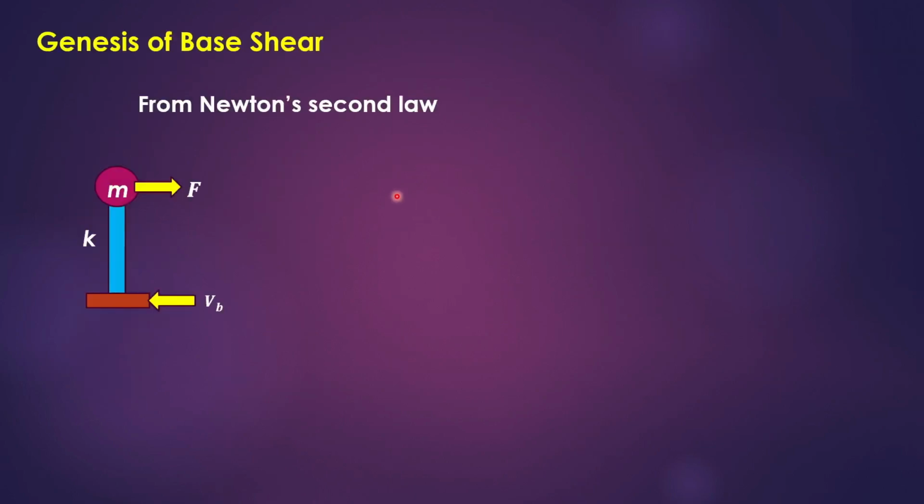Now let us go to the genesis of the base shear, where from the base shear formula has arrived and how it goes. So we start from Newton's second law, which says the force in a system is equal to the rate of change of momentum. Momentum is mass into velocity. So mathematically we can write F equal to d/dt, differential of momentum m into velocity.